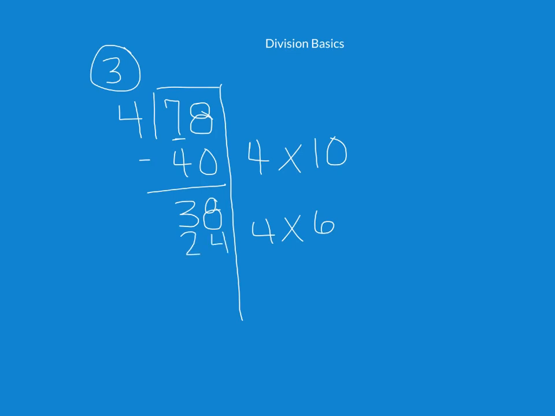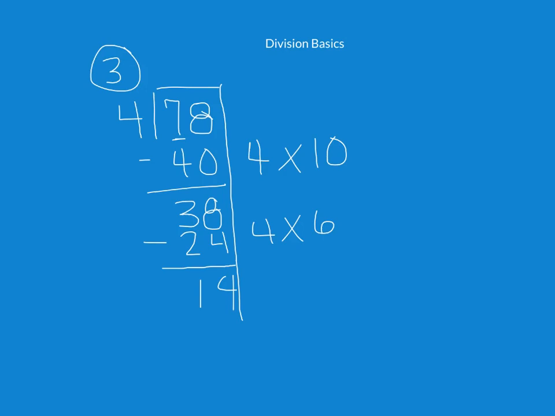So I've put 6 in each one of those groups, and that took care of 24 more items, and I need to find out what do I have left to still put into equal groups. 8 minus 4 is 4. 3 minus 2 is 1, so now I have 14 to still put into my 4 groups.